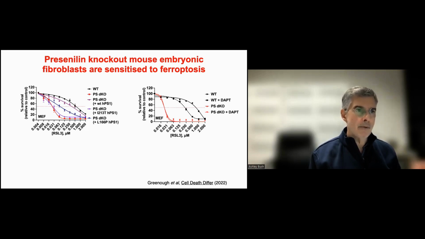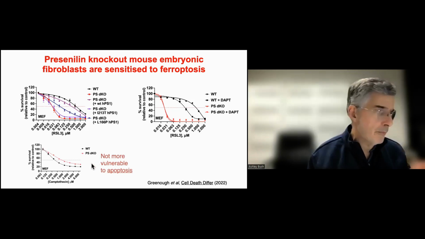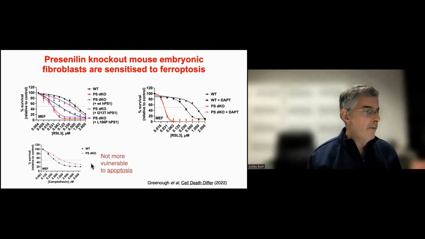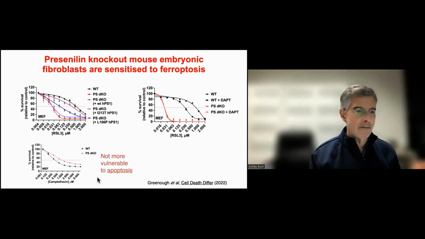As a control, we looked at the presenilin double knockout cells, and the DAPT has no influence on their survival, and this is because the presenilin double knockouts lack a gamma secretase. So as another control, we checked for the sensitivity of the cells to apoptosis, and we found that the presenilin double knockout fibroblasts are in fact less sensitive to apoptosis, in this case induced by camptothecin. So the sensitivity to ferroptosis induced by loss of presenilin appears to be selective.